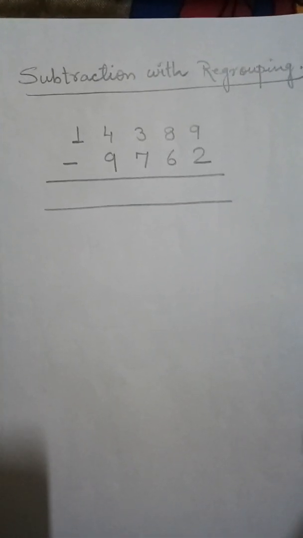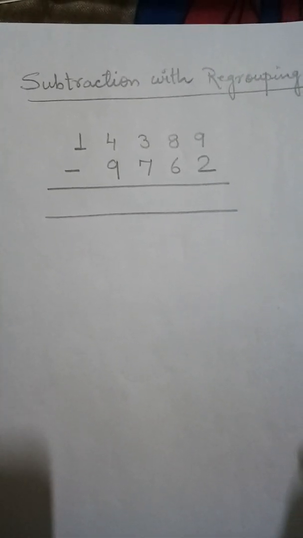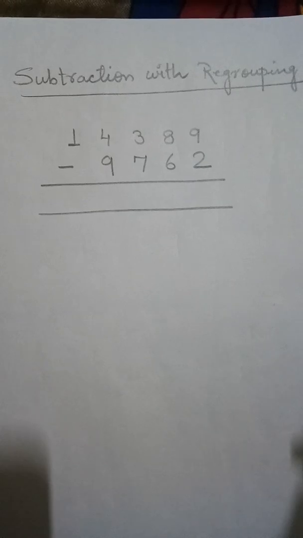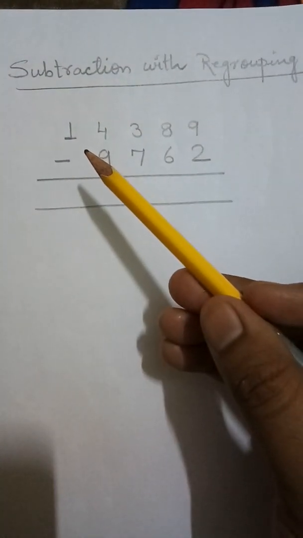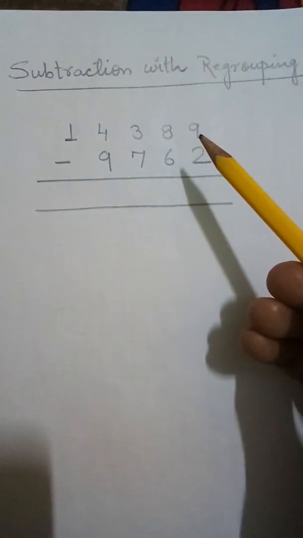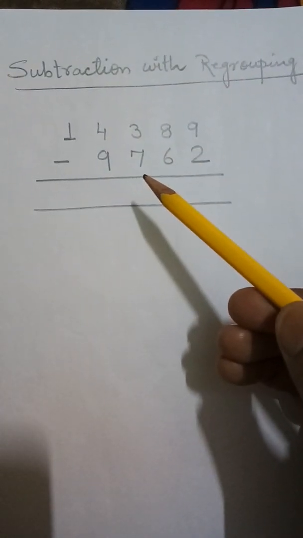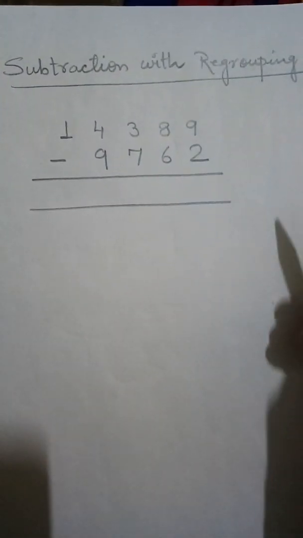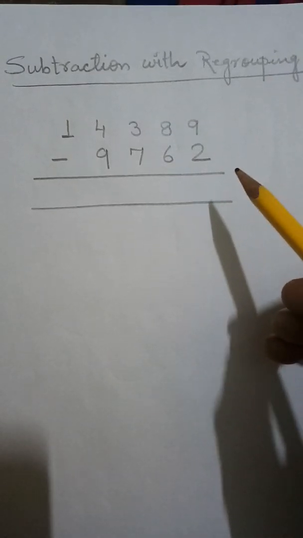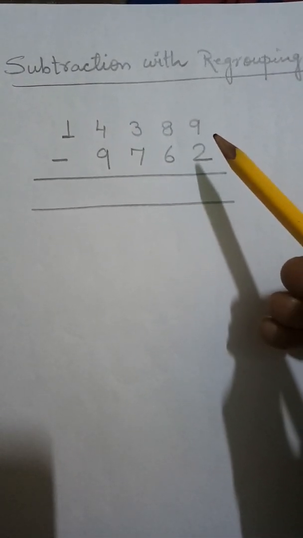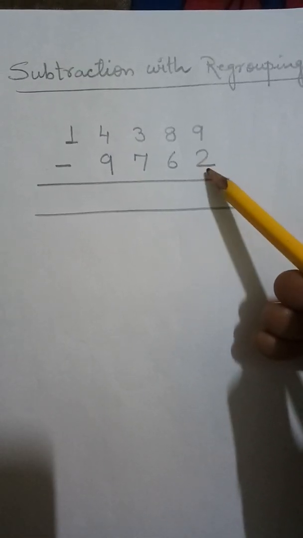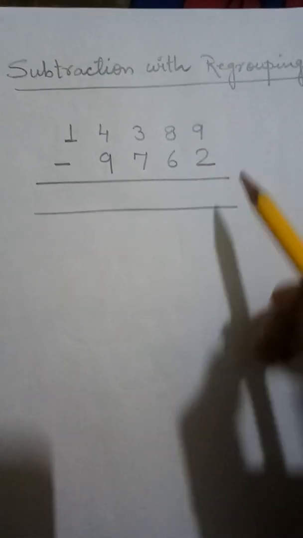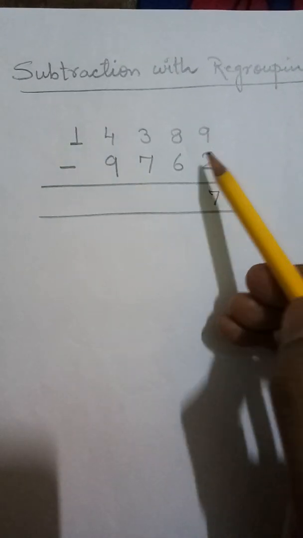Students, today we are going to talk about subtraction with regrouping. Here I have one example: 14,389 minus 9,762. We'll subtract it using regrouping. First, you can see it is 9 and 2. So 9 minus 2 is 7.